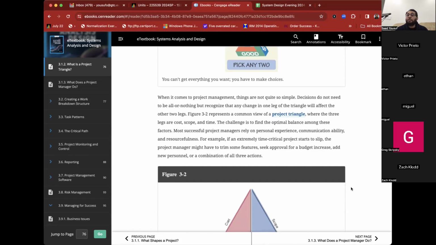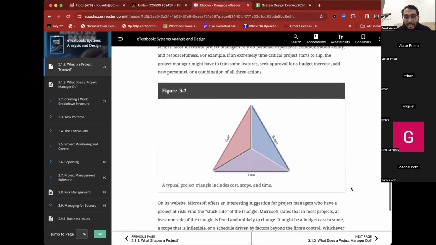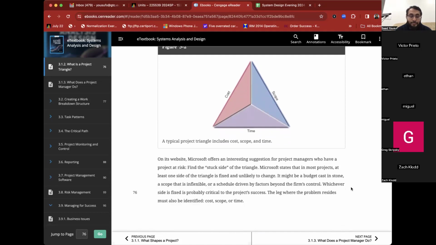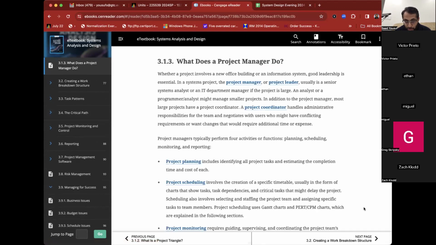So if an extremely time-critical project starts to slip, the project manager might have to trim some features down and figure out what he or she can do to still make this project a somewhat success. Microsoft offers a very interesting suggestion for project managers who have a project at risk. Find the stuck side of the triangle. Where are you having problems? And try to resolve those issues.